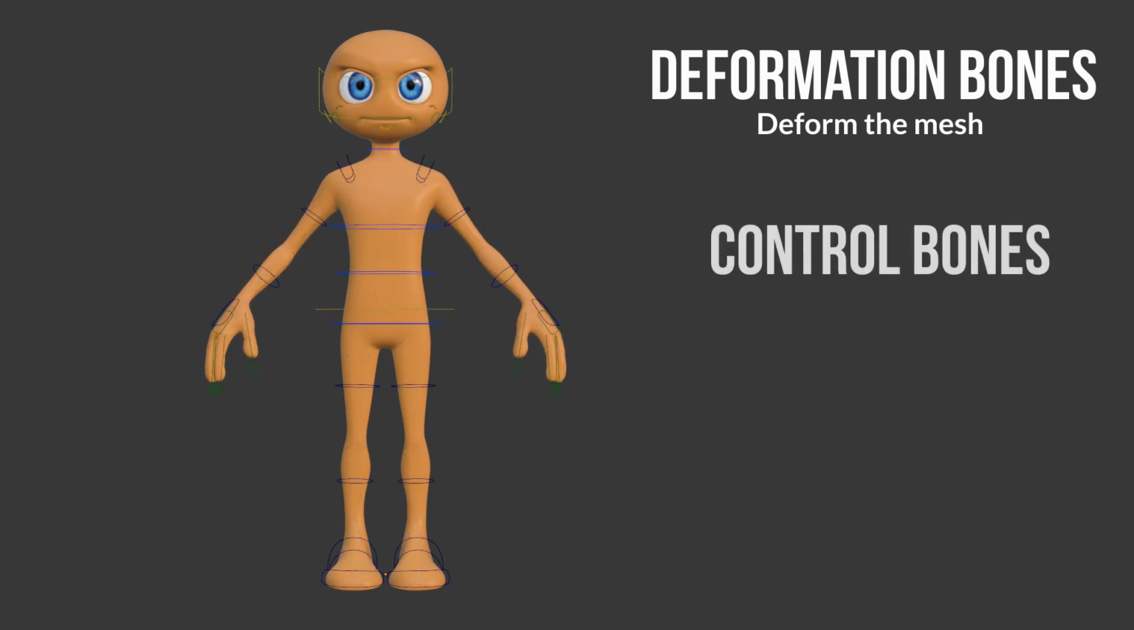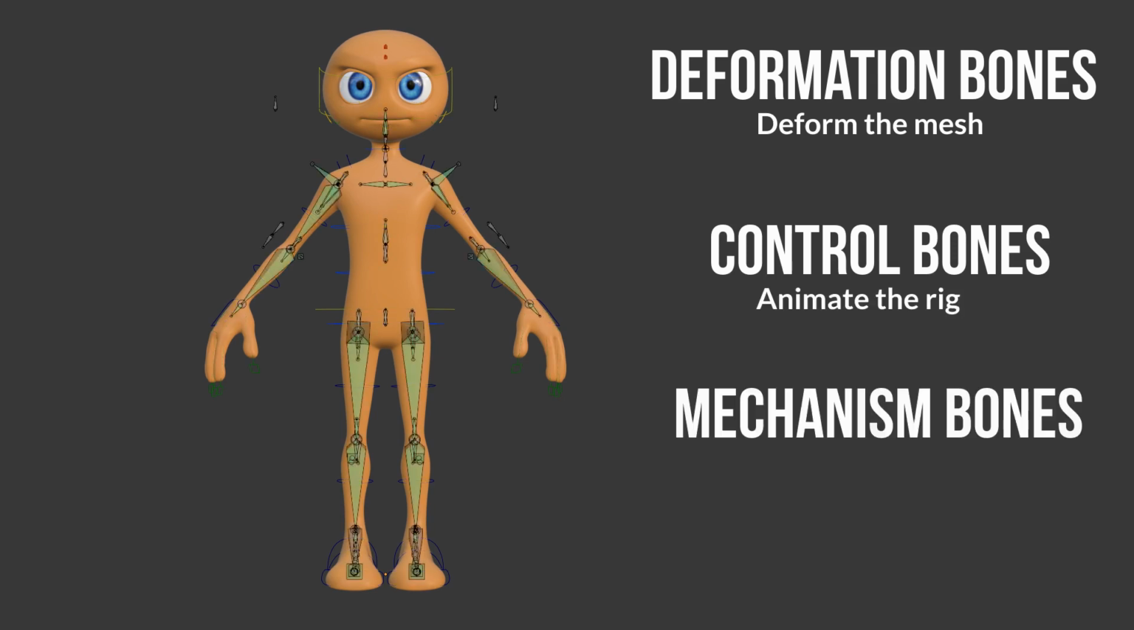Then you have the control bones. This should be obvious. These are the ones that the animator uses to control the rig. And the mechanism bones, now these are the helper bones that are needed to make the rig do what you want through drivers and constraints. Now, if you think about these bones as only having these functions, hopefully it will become less daunting. Deformation, control, and mechanism.